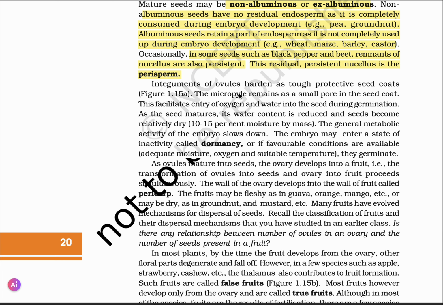The integuments of the ovule harden as a tough protective seed coat, and the micropyle remains as a small pore in the seed coat. This facilitates the entry of oxygen and water into the seed during germination. You need to remember the importance of the small pore, which is the micropyle pore on the seed coat. What is its use? It is used for the entry of oxygen and water during germination.